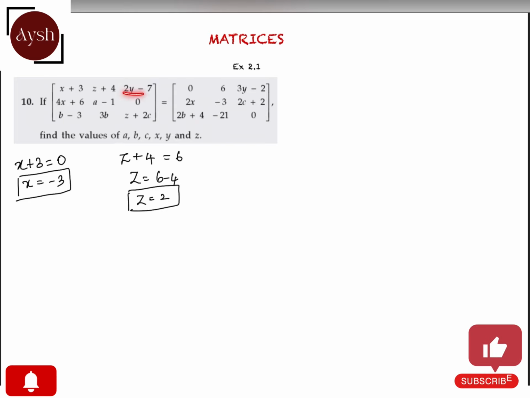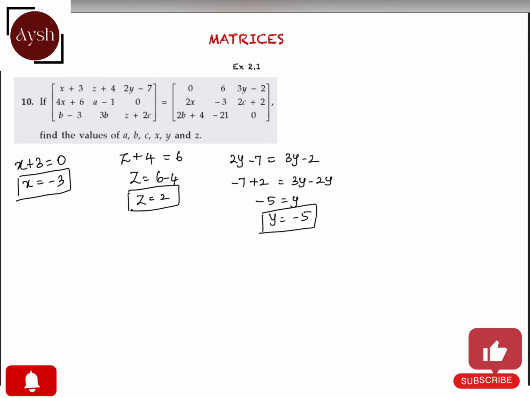Next 2y minus 7 is equal to 3y minus 2. So 2y minus 7 is equal to 3y minus 2. So நான் அந்த 2y அந்த சைடு எடுத்துட்டு போறேன், minus 2 இந்த சைடு எடுத்துட்டு வரேன். So minus 7 plus 2 is 3y minus 2y. So minus 5 is equal to y. So y is equal to minus 5.